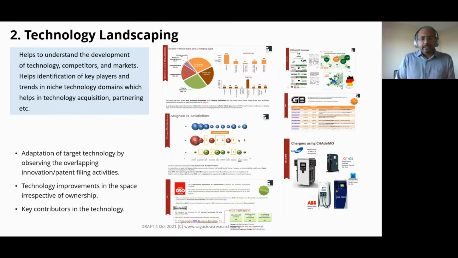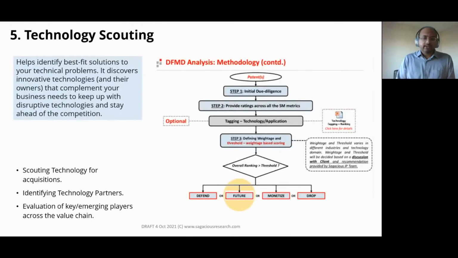The second way of looking at this information is from a technology scouting perspective. You have a specific problem in hand and you want to find the best fit solutions that address this particular problem. This can be used for identifying technology partners, for identifying early stage companies who are startups or emerging players in that particular domain, or you could also identify acquisition targets using this approach.